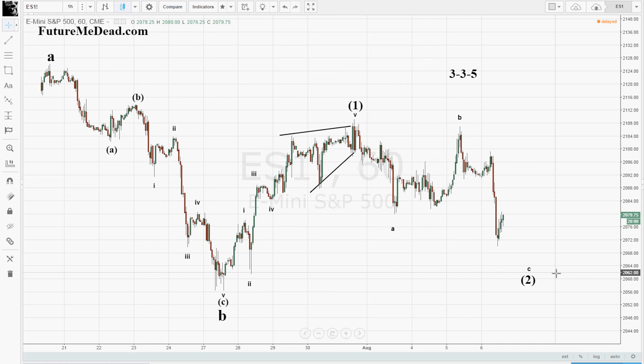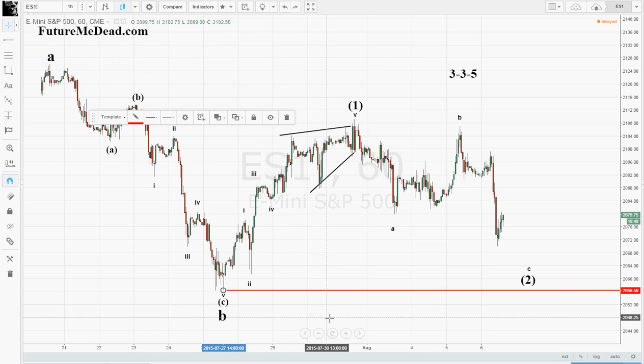What else can we arrive at on this chart? The invalidation level. Let's highlight that. The invalidation level is 2056.50, the previous level that we were looking at. The reason is wave 2 cannot retrace more than 100% of wave 1.